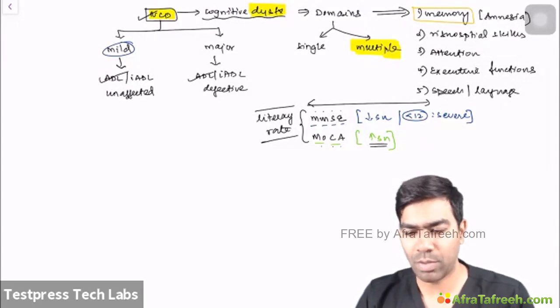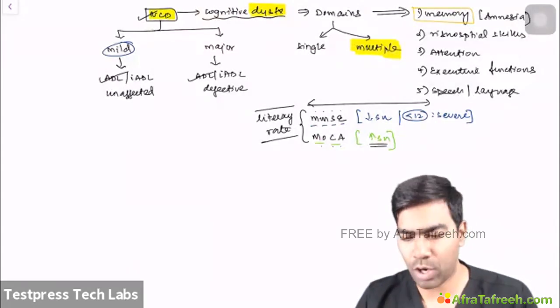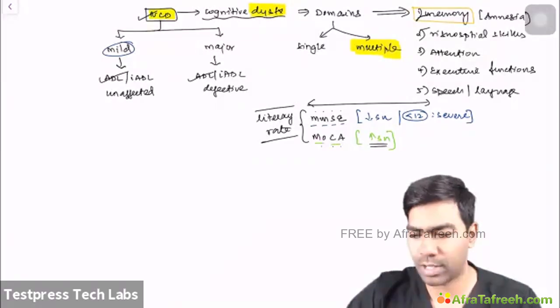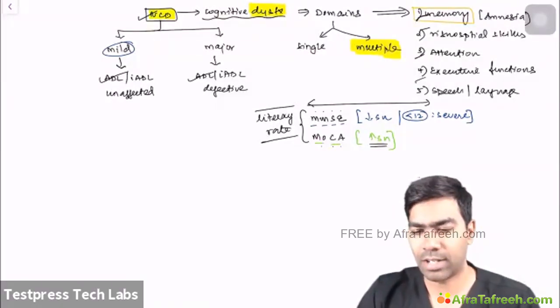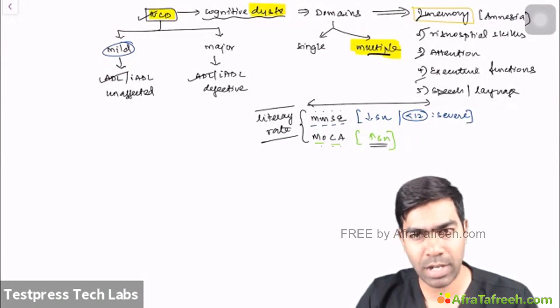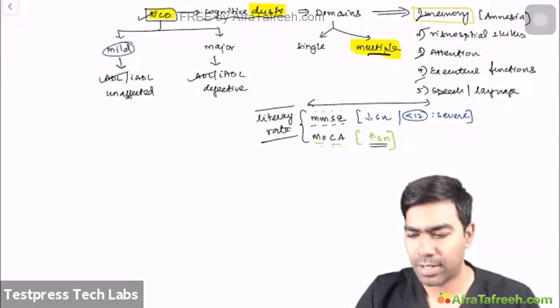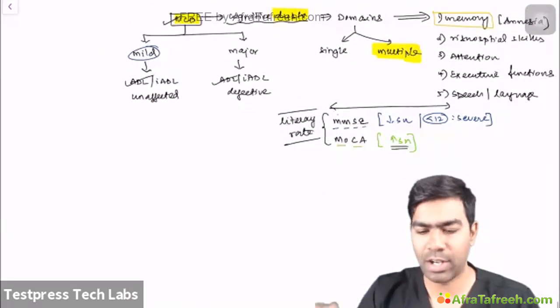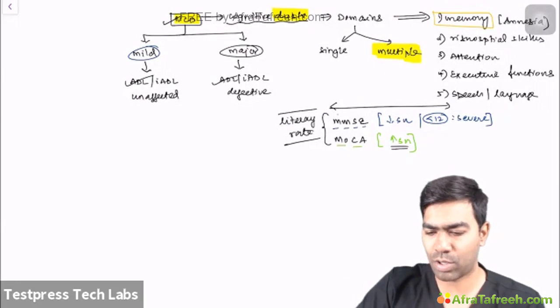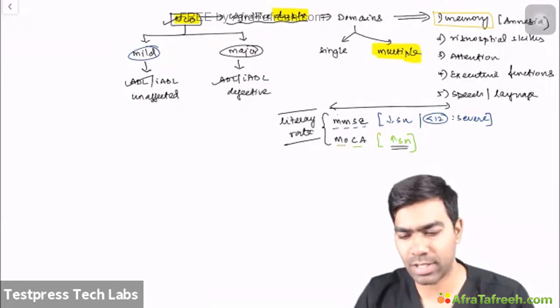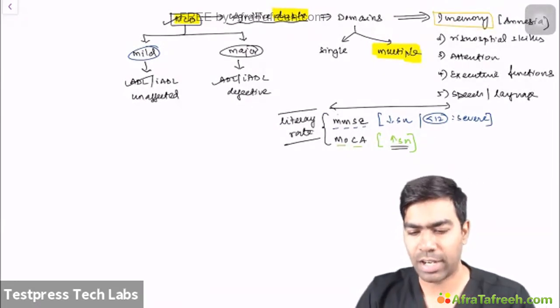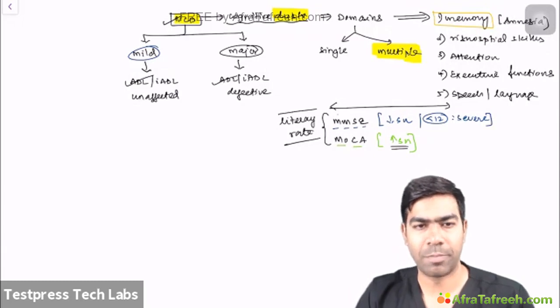So now I think you will know what we mean by cognitive dysfunction, what the domains to check in cognitive dysfunction are, and, based on domains, whether it's a single domain problem or a multiple domain problem. And then we can also talk about whether it's a mild or a major neurocognitive disorder. Major neurocognitive disorders are the ones previously called dementias. Now the name has been changed. And what is the difference between mild versus major neurocognitive disorder?